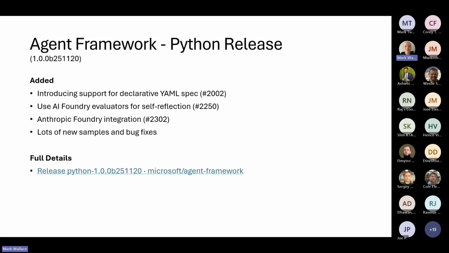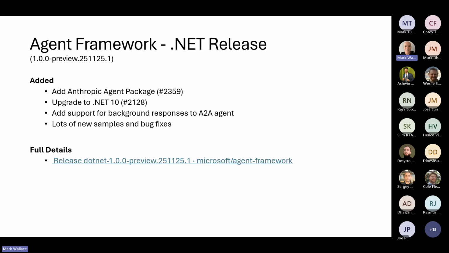Then on the .NET side, it's very similar. There's an Anthropic agent package. We've updated everything to use .NET 10. There's support for background responses in A2A agents, and again, lots of samples. I've just picked some of the highlights for Python and .NET. If there's anything I've missed, if anyone on the call wants to come off mute and mention anything.